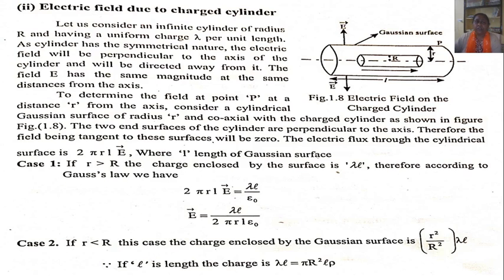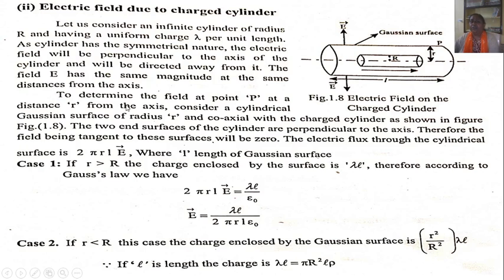Now, electric field due to a charged cylinder. Let us consider an infinite cylinder of radius R. See in the figure, this cylinder has the radius R. As the cylinder has a symmetrical nature, the electric field will be perpendicular to the axis of the cylinder and will be directed away from it, and the field E has the same magnitude at the same distance from the axis.